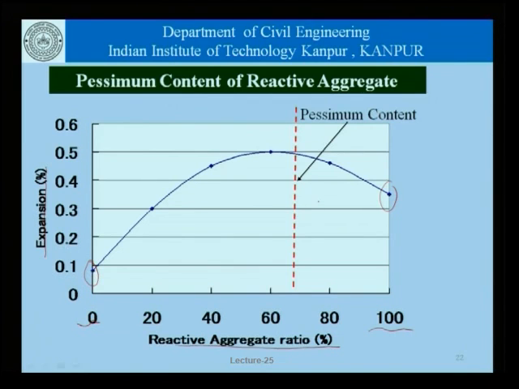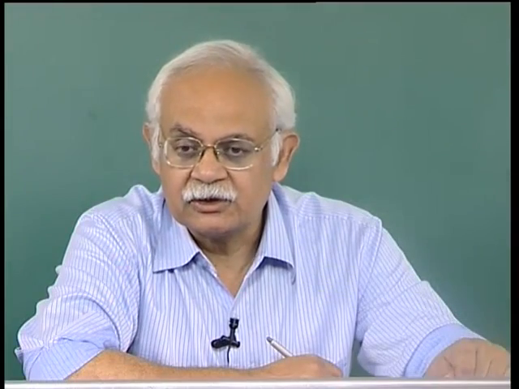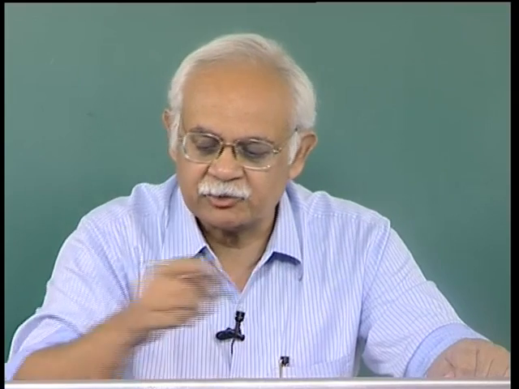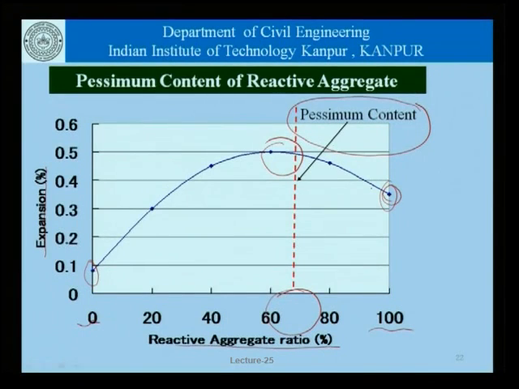We must remember that we get what is called a pessimum content. The pessimum is the opposite of optimum, because that is something which we do not really want. The pessimum content is the content of reactive aggregates where the expansion is maximum, where we get even more expansion than what we would get if only the reactive aggregates were to be used. That is, if only the reactive aggregates were used, we get this kind of an expansion here, but if only a small amount of non-reactive aggregates were to be mixed, the expansion would be higher.